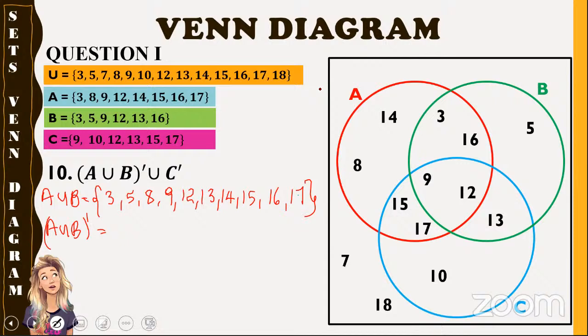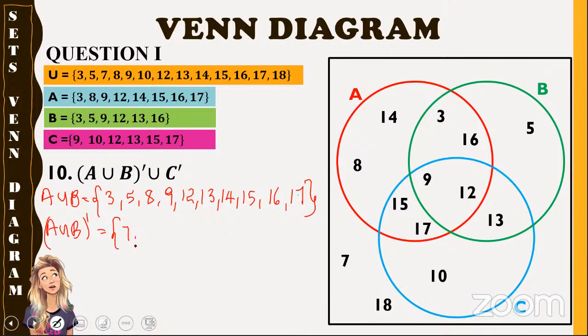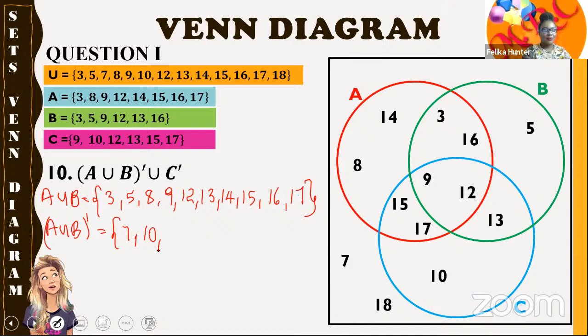All right, 7. So it will be 7, 10, 18. All right, well done. Yes, Peter, continue. I'm impressed. Continue, Peter. A union B complement union C complement. So what do I do next?